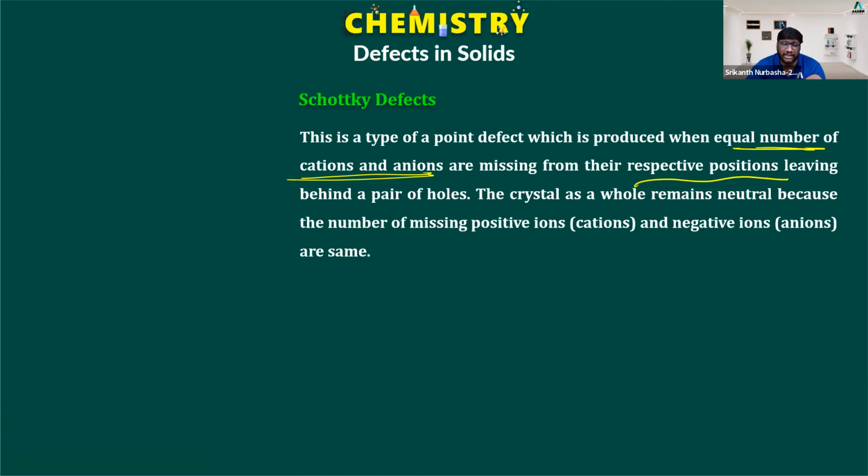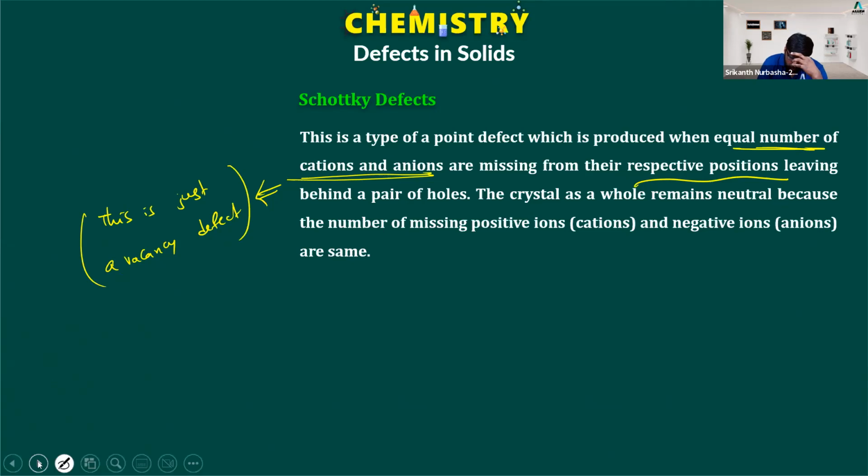And this kind of defect is an example of a vacancy defect, right? Yes. It is just a vacancy defect. This is a point defect where an equal number of cations and anions are missing. And because of Schottky defect, what happens to the density?